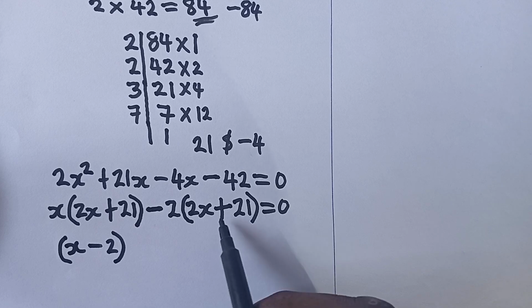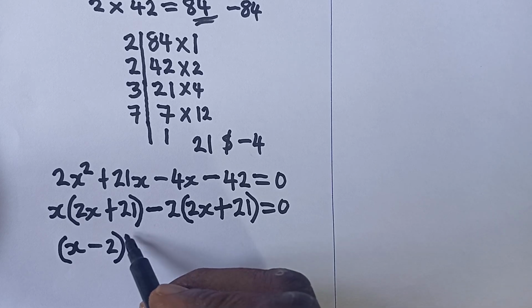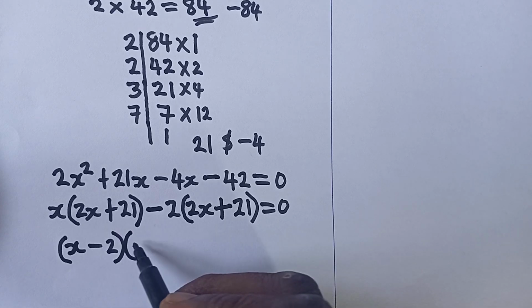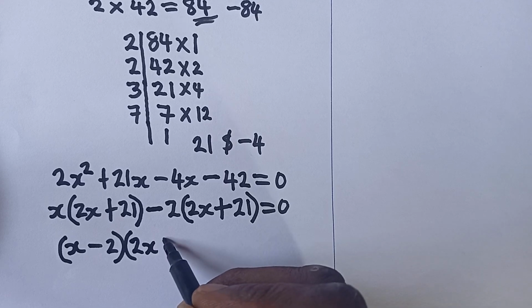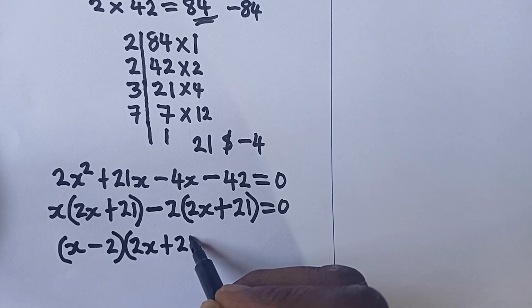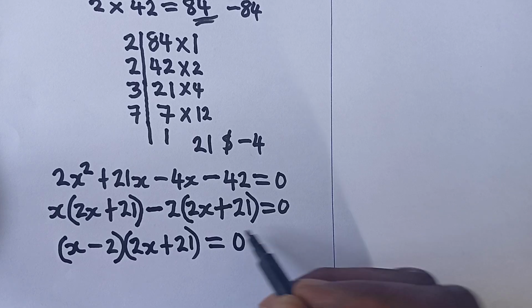Then if you check, these two brackets are the same. That shows that we have factorized correctly once the two brackets are the same. So we just simply take one of them. So we have 2x plus 21. And everything is equal to 0.